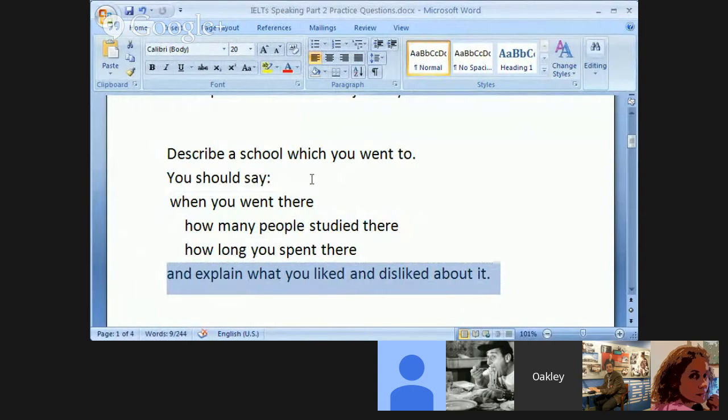Now this, you notice, is just all straight up past tense. There's nothing fancy. There's no continuous, no perfect tenses. This does not mean you should not use perfect or continuous tenses. Absolutely, using more complicated tenses is always going to be good. What it does mean is that you must use past tense.